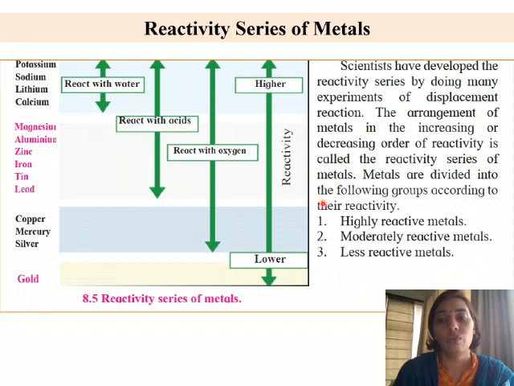Metals are divided into the following groups according to their reactivity. These are the three groups: highly reactive metals, moderately reactive metals, and less reactive metals. Let us see and understand this diagram here. Here we can see potassium, sodium, lithium, and calcium. These four are of very high reactivity, that is, highly reactive metals.